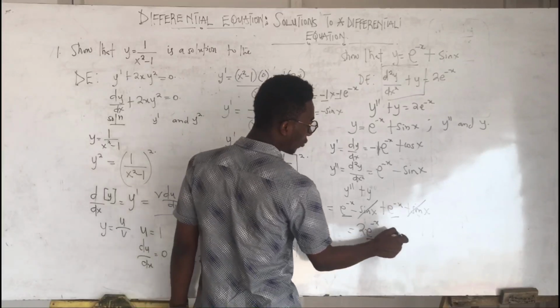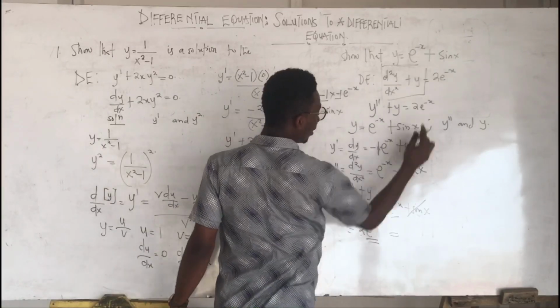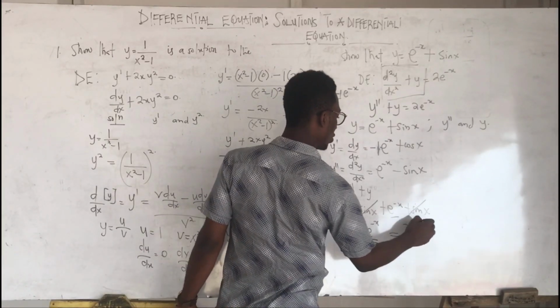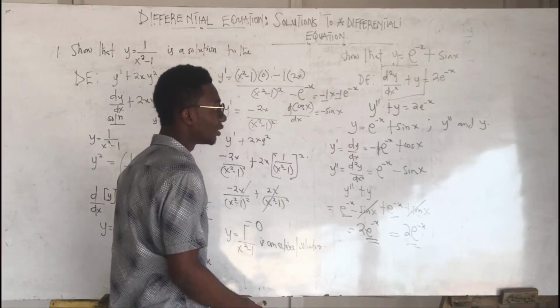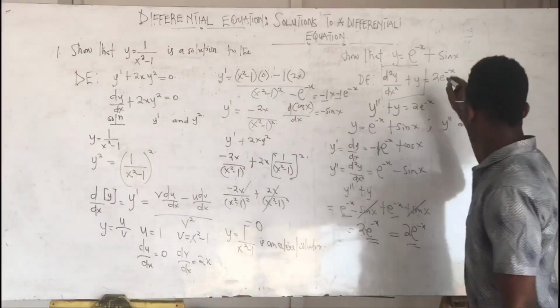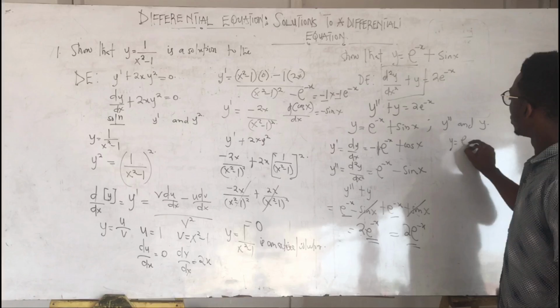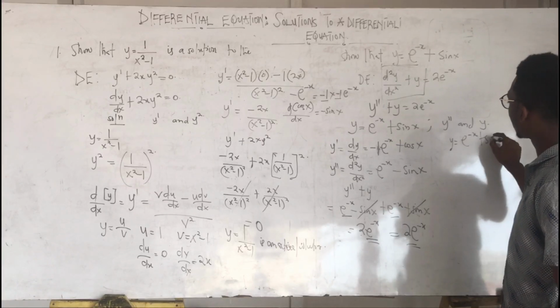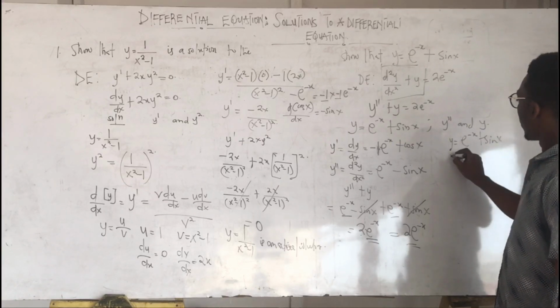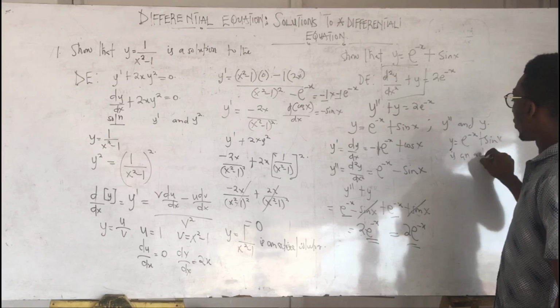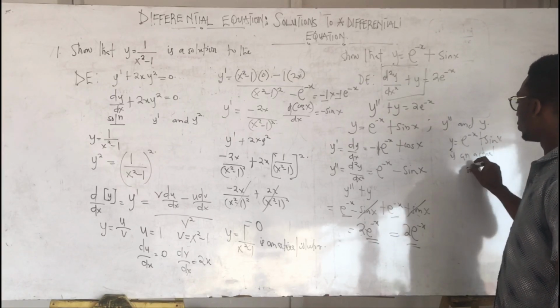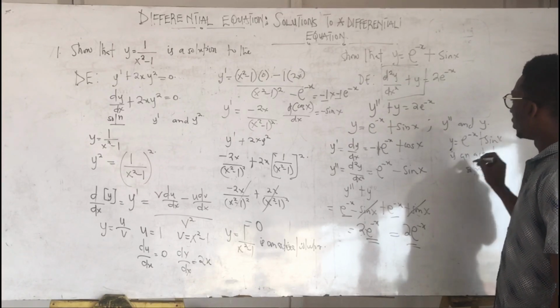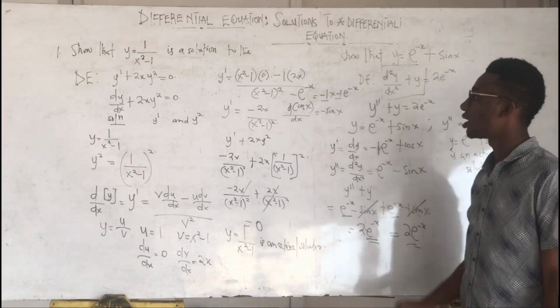And now this is equal to the solution over here, the same answer you're giving here, 2e exponent minus x. So since it's equal, then we can say that y, which is equal to e exponent minus x plus sine x, is an actual solution of this differential equation.